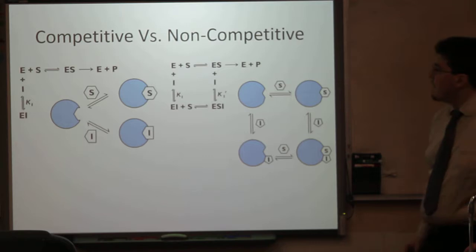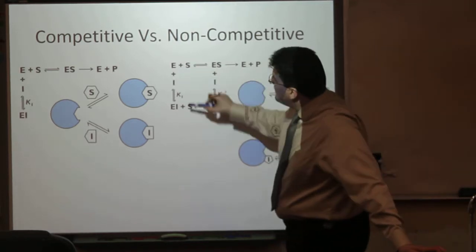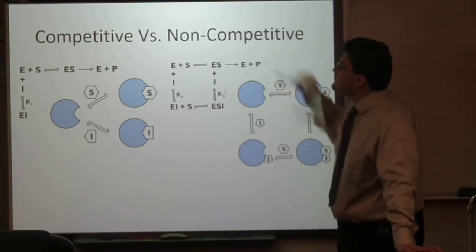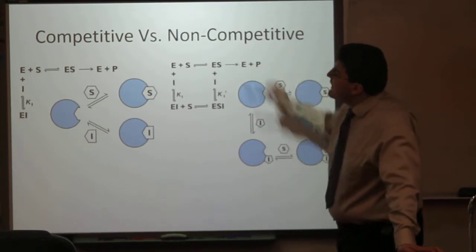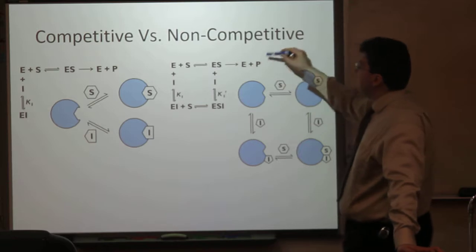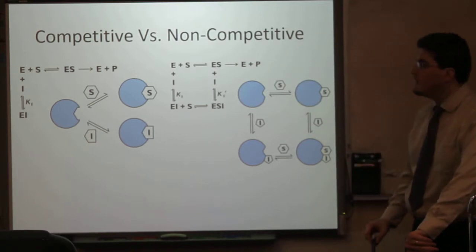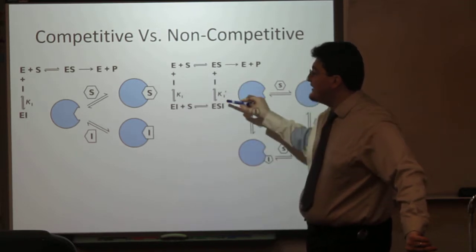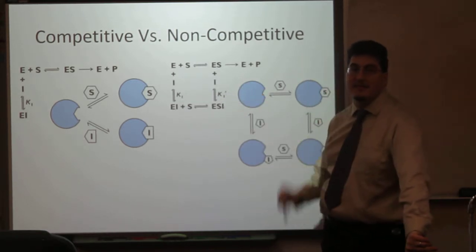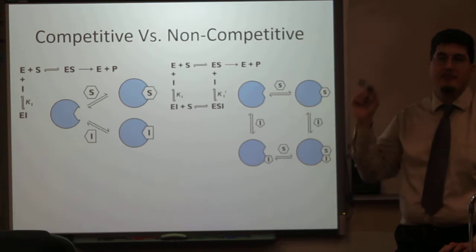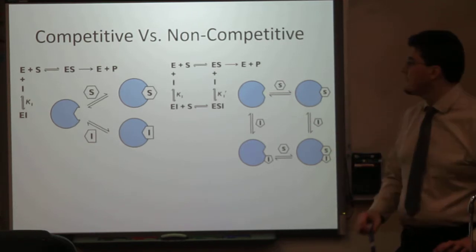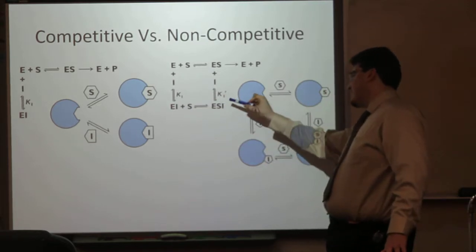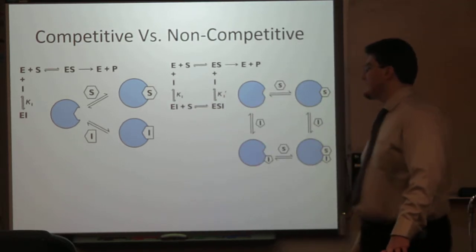Non-competitive inhibitors. Enzyme and inhibitor can form an enzyme inhibitor complex. Enzyme and substrate can form an enzyme substrate complex. Enzyme substrate complex can form enzyme and product. That's fine. But enzyme substrate plus inhibitor can get you enzyme-substrate-inhibitor complex. Enzyme inhibitor plus substrate can also get you enzyme-substrate-inhibitor complex.